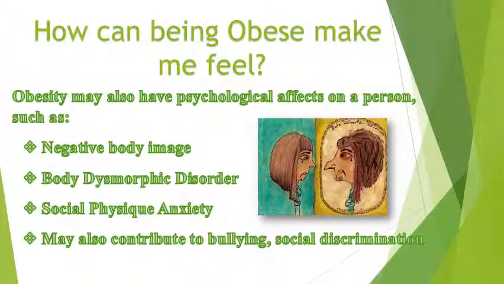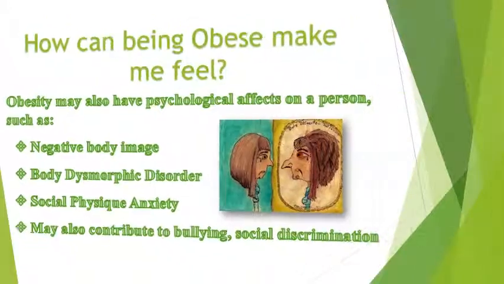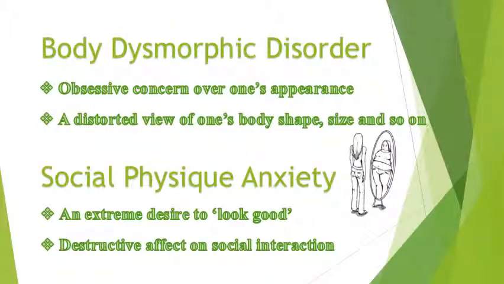Overweight and obesity not only causes physiological problems, but also psychological problems, such as having a negative body image. This may also contribute to more serious conditions, such as body dysmorphic disorder and social physique anxiety. Body dysmorphic disorder involves a concern over one's appearance that becomes obsessive and accompanies a distorted view of one's shape and size. Social physique anxiety is an extreme desire to look good and has a destructive effect on one's social interaction with others.